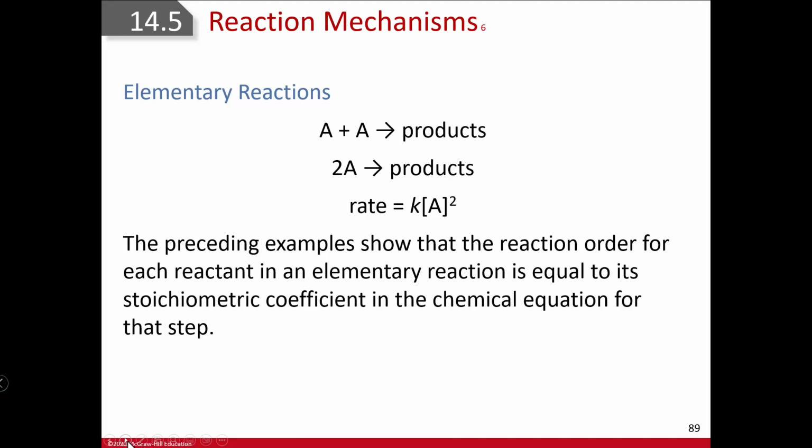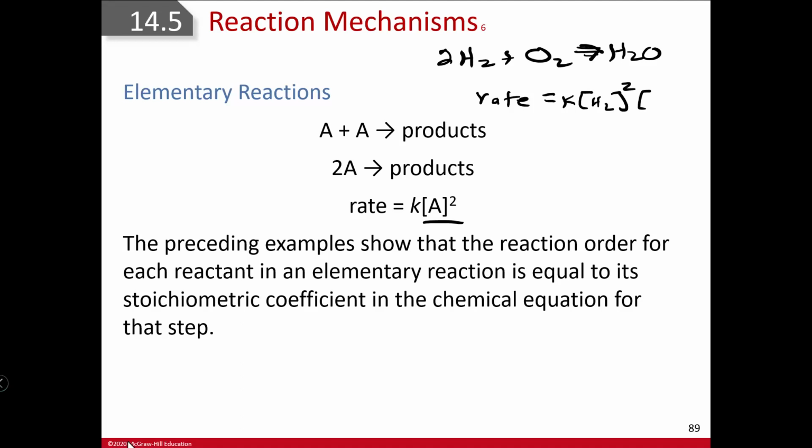So A colliding with A, we just saw this. This makes this second order in A. And it says, the preceding examples show that the reaction order for each reactant in an elementary reaction is equal to its stoichiometric coefficients. This is where students make the biggest mistake. They think that if you write 2 moles of H2 reacts with 1 mole of O2 yields H2O, that the rate law is going to be rate equals K times the hydrogen concentration raised to the second power and the oxygen concentration raised to the first power, because that's what the coefficients are.